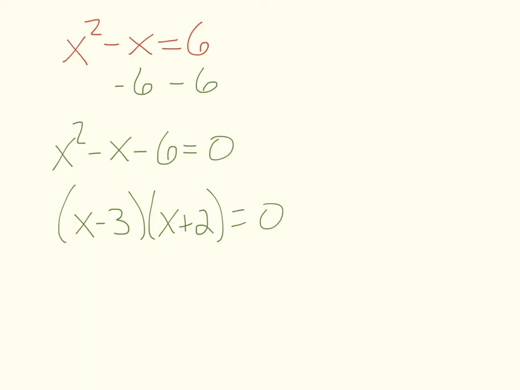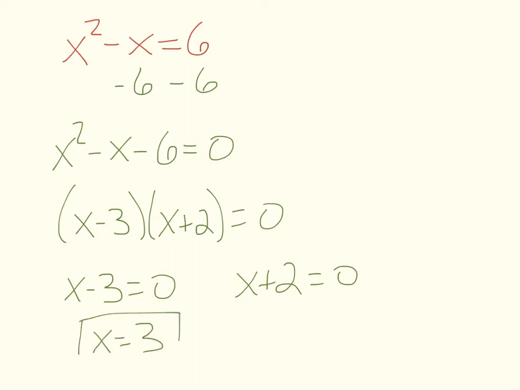So now we have our polynomial factored, and we're going to use the principle of zero products, and we're going to set each of our factors equal to 0. Then we're just going to solve both of these. Add 3 to both sides, you get x equals 3. That's one of your answers. And subtract 2 from both sides, and x equals -2.